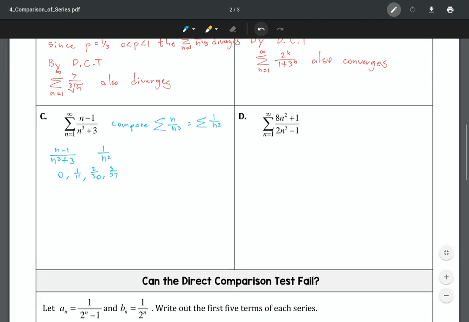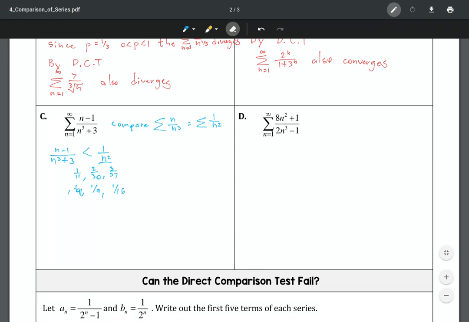Now, for the other one, this one right here, we would have 1, 1/4, 1/9, 1/16. Hopefully you'll notice that this one right here is going to be bigger, right? Which means that that's going to be bigger.